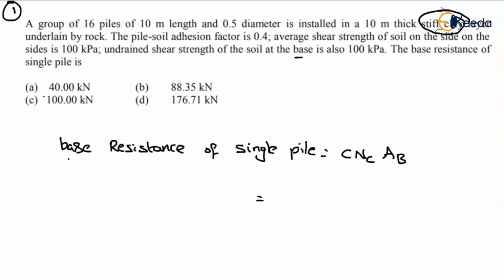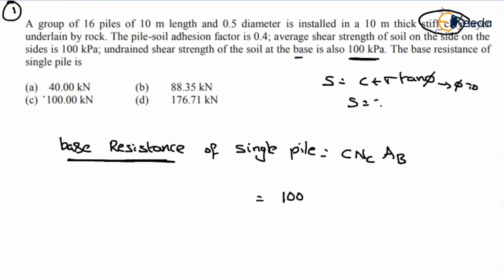As they are asking for base resistance, at the base, what is the resistance of the soil? The shear strength at the base is how much? 100 kilopascal. So they have given shear strength, but we are considering it as cohesion. In general, what is the shear strength? C plus sigma tan phi. If it is a clay soil, phi will be equal to 0, then your shear strength is nothing but cohesion. So the C value is 100, and the Nc value you have to take as 9 if nothing is given.